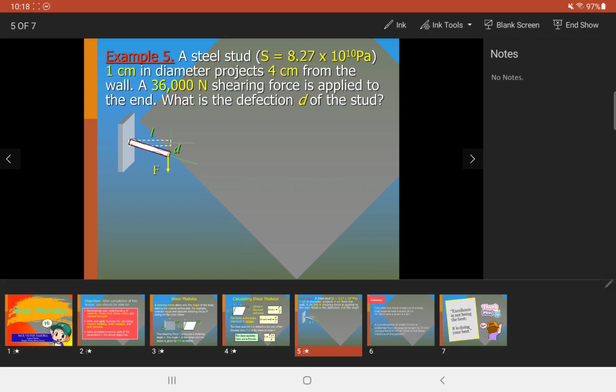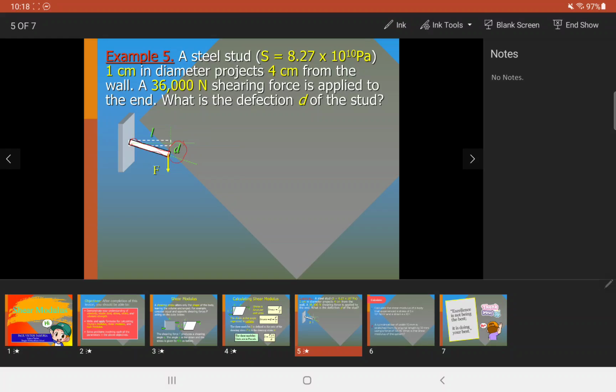Okay, the stud 1 centimeter in diameter projects 4 centimeters from the wall. A 36,000 Newton shearing force is applied to the end. So what is the deflection D of the stud? Okay, so we're going to solve for D, right?